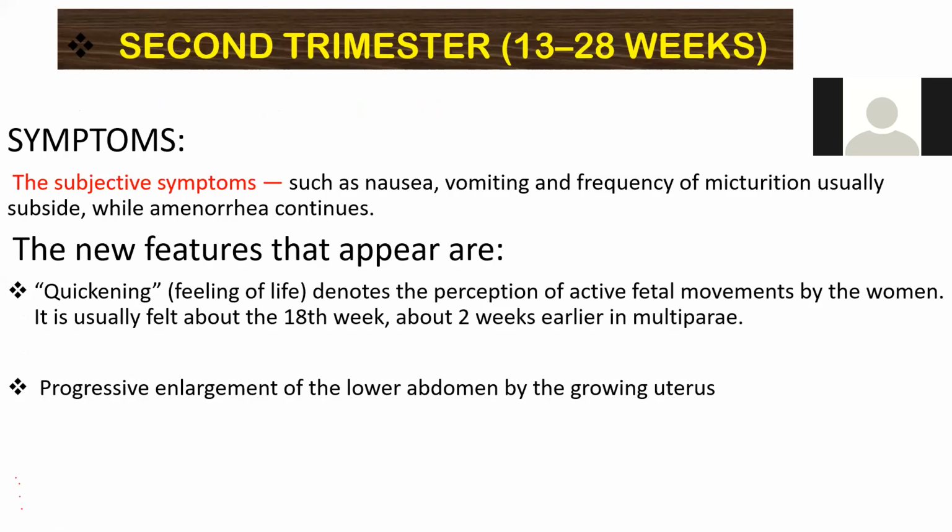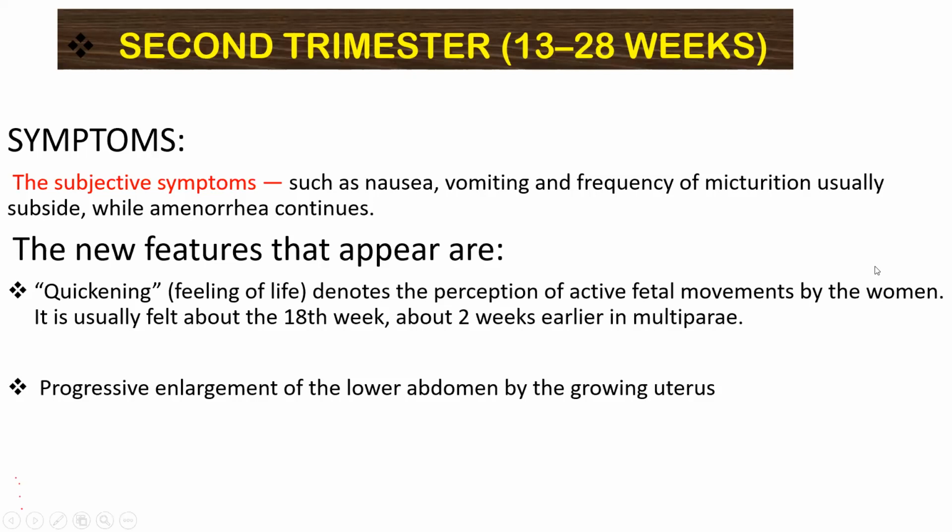Now let us see what symptoms you will find in the second trimester, that is, in 13 to 28 weeks. The first subjective symptoms are like those of the first trimester. You will find nausea, vomiting, and frequency of micturition. And amenorrhea will continue.